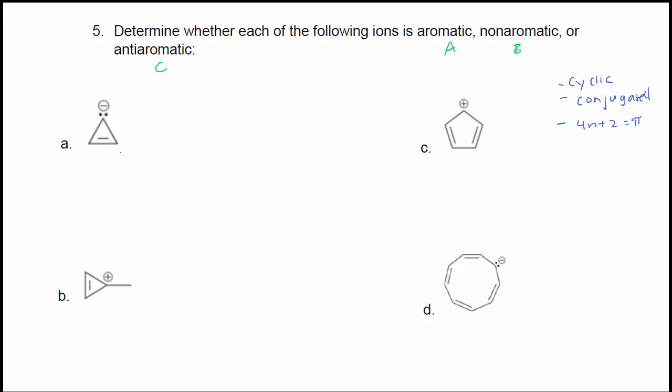So if I go through my list here, this one is cyclic, the 3-membered ring. It's conjugated, so each of these is sp2 or has a p orbital, which that one does with the extra lone pair there. And if we look at the number of pi electrons here, there are 4 total. So if you do the math on this, this is 4n plus 4, and n is not a whole number here. So that one is not going to be aromatic, but we can also check to see if it's anti-aromatic.